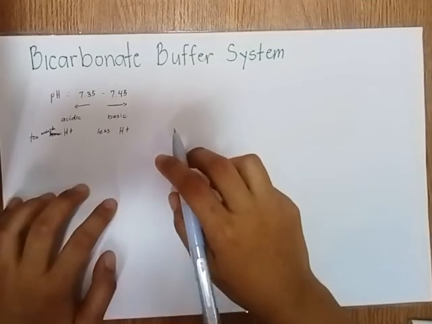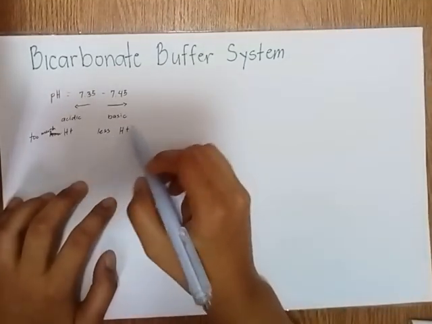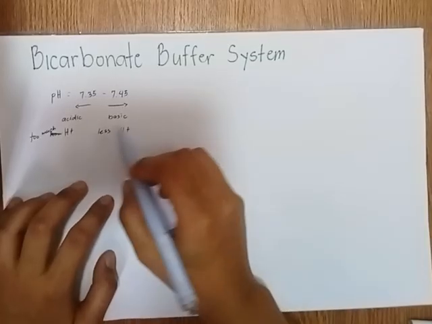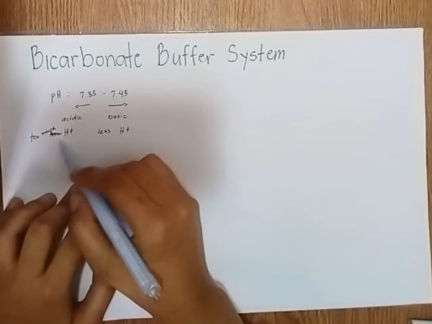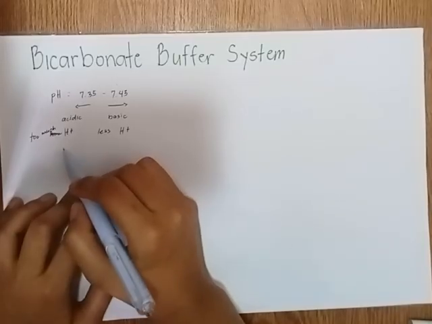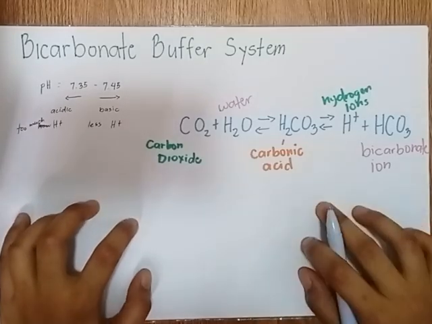So what happens in our body if we don't have enough hydrogen ions? Then we need to make more. And what if we have too many hydrogen ions? Then we need to reduce them. To better understand, take a look at this equation.